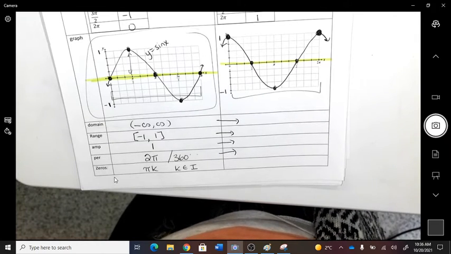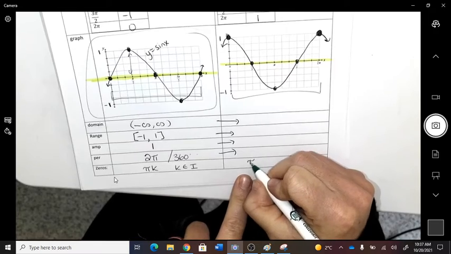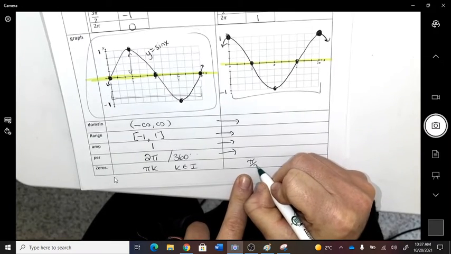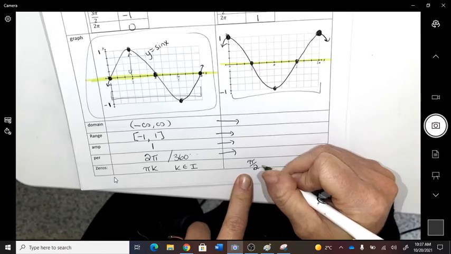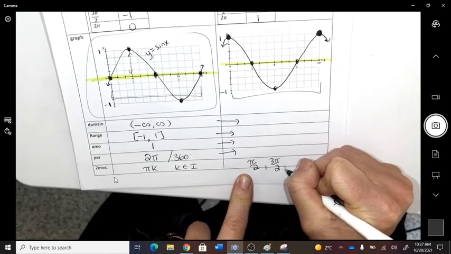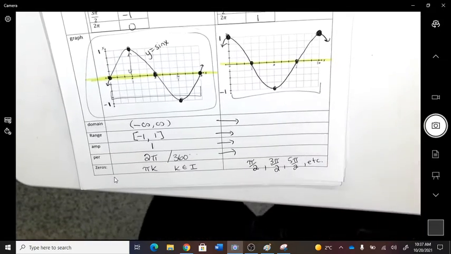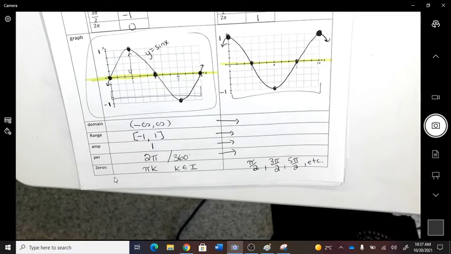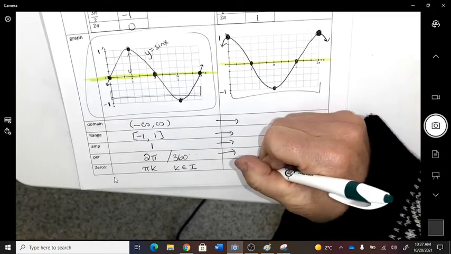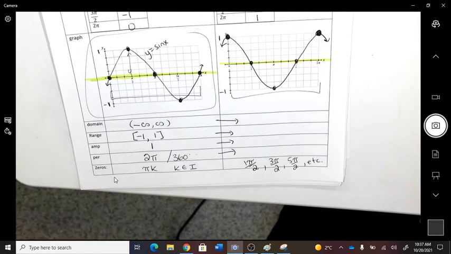But our x-intercepts are not the same. That's the pattern of our x-intercepts: a pi over 2, a 3 pi over 2, a 5 pi over 2.